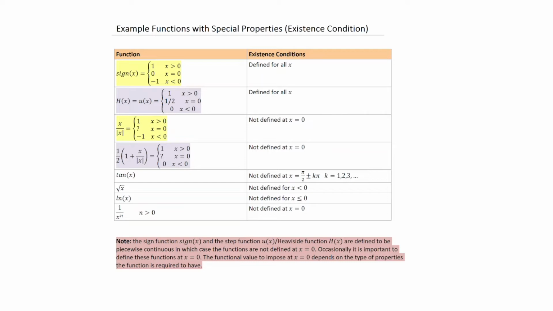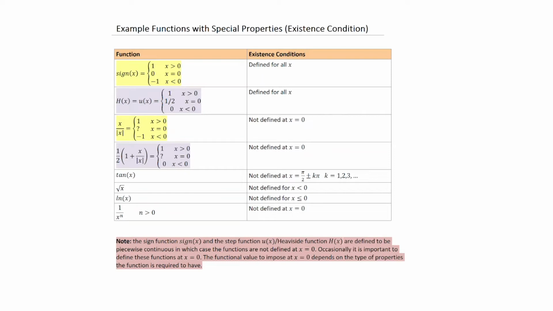Now, we also have functions that look very similar to the sign function and the Heaviside function. The one in yellow, x divided by the absolute value of x, looks very similar to the sign function, but in this case, at x equals 0, the function is not defined. Similarly, the Heaviside function has an analog, which is 1/2 times (1 plus x over the absolute value of x), and again, at x equals 0, the function is not defined.